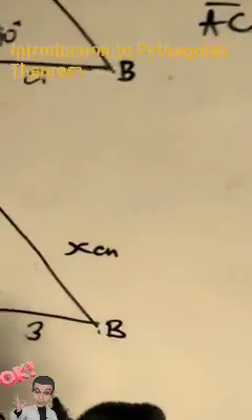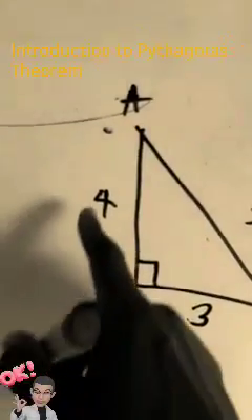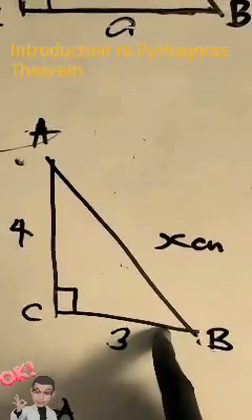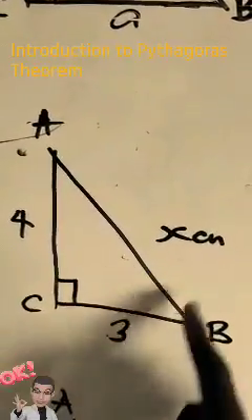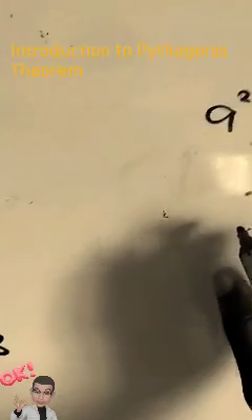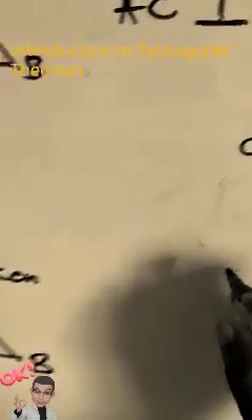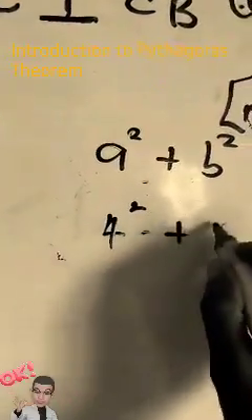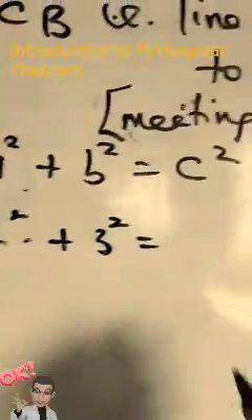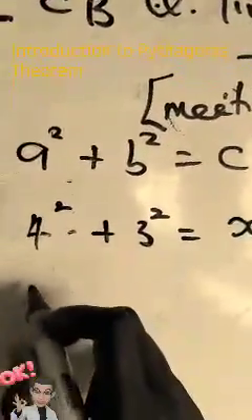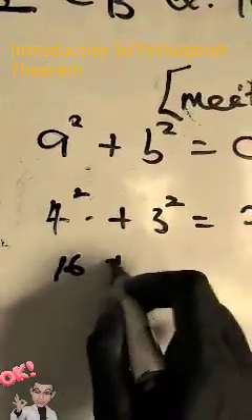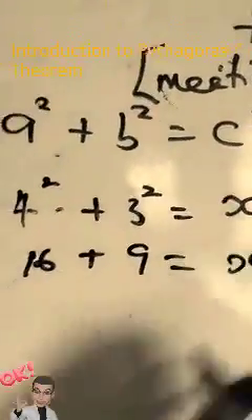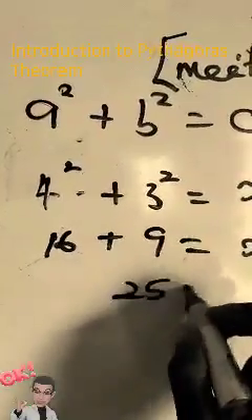Now, let's look at the real question scenario. If you have side AC to be 4 and side BC to be 3, then we can find the hypotenuse. Using the Pythagoras theorem, we have 4 squared plus 3 squared equals x squared. The square of 4 is 16, and the square of 3 is 9, and that gives us x squared. The sum of these together is 25.